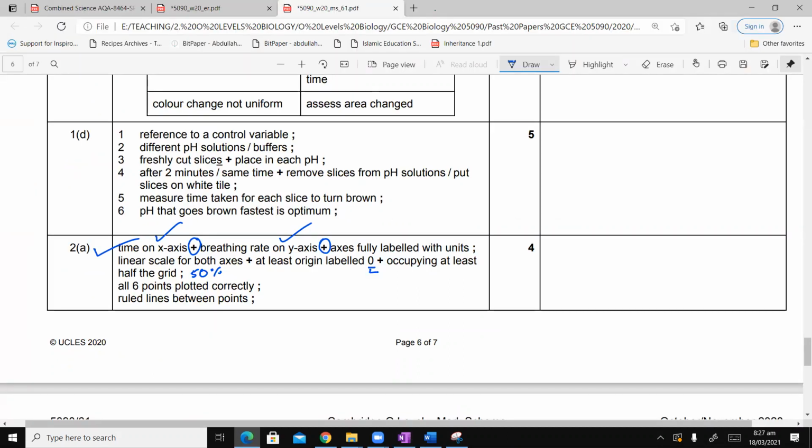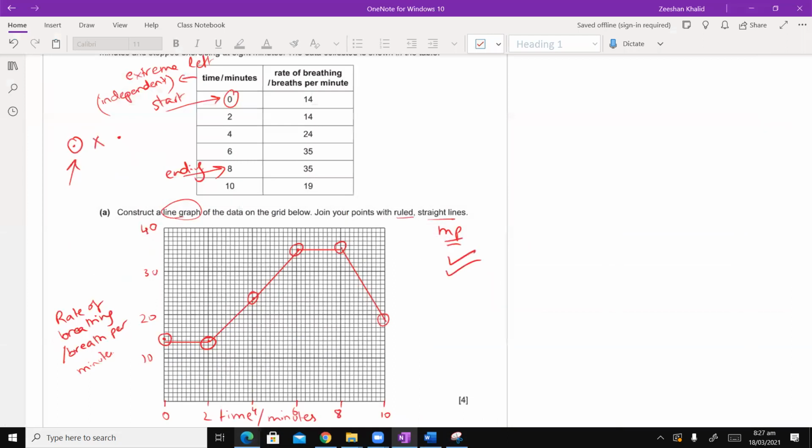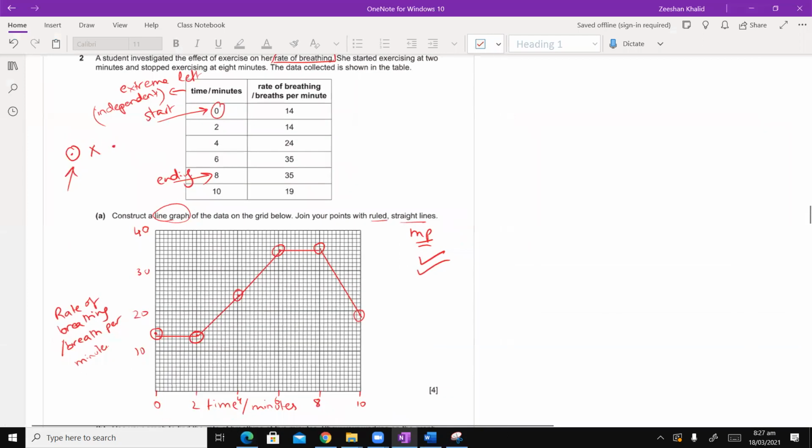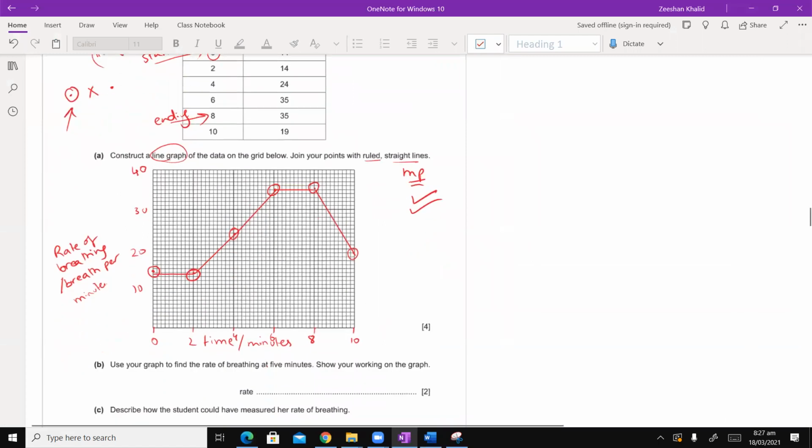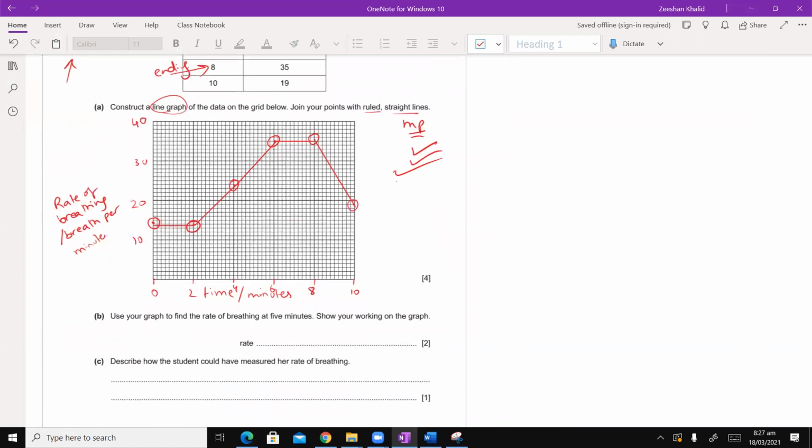Coming to the third marking point, acha, so that was the second point, that's the third. Now all 6 points plotted correctly, yes, and ruled line between the points. So clearly you can see it's a typical set of instructions that we have for graphs that we need to follow. So alhamdulillah, I get the third marking point and I get the fourth marking point.